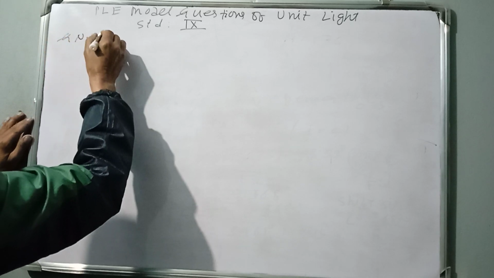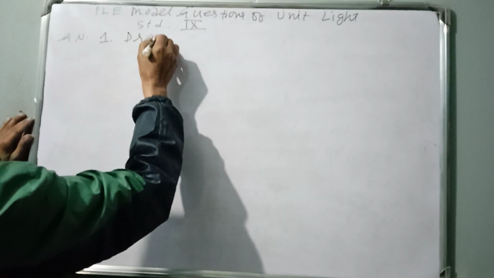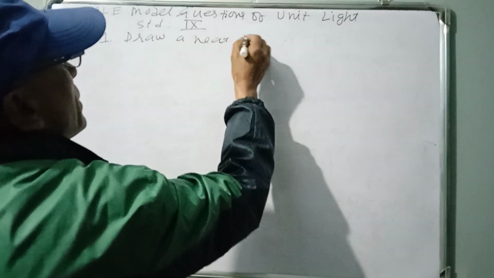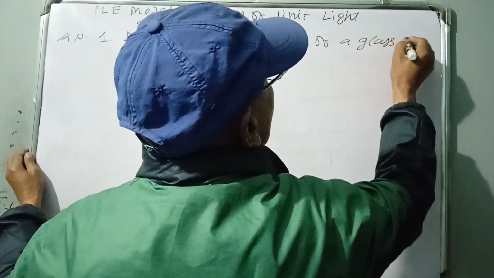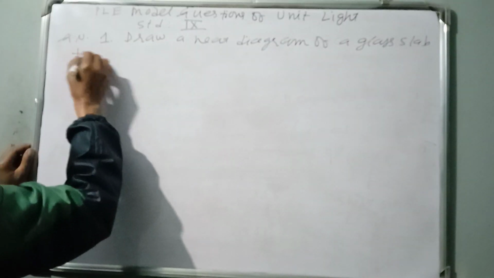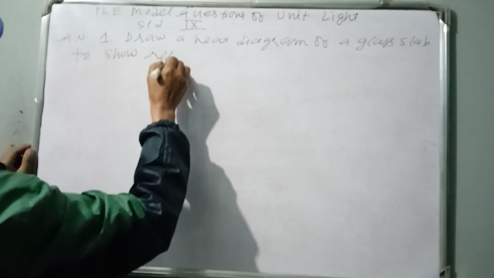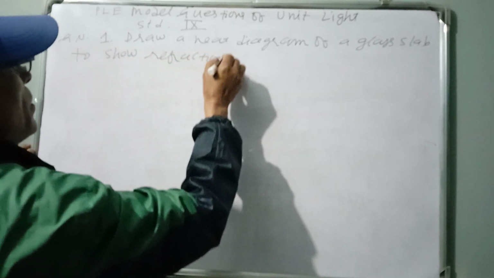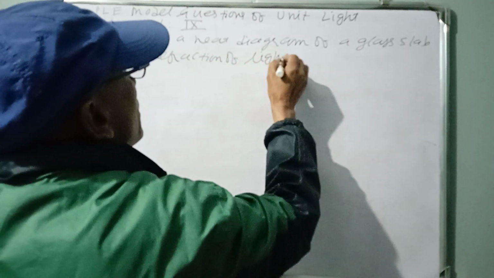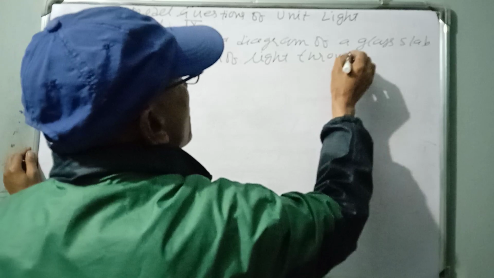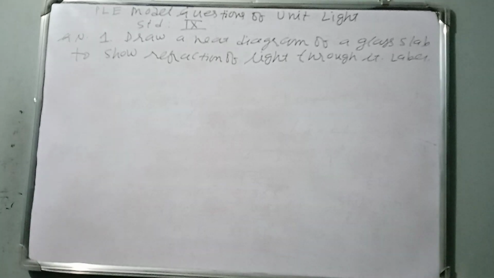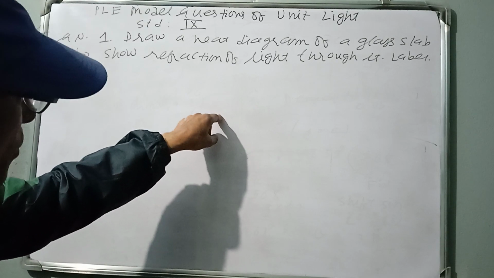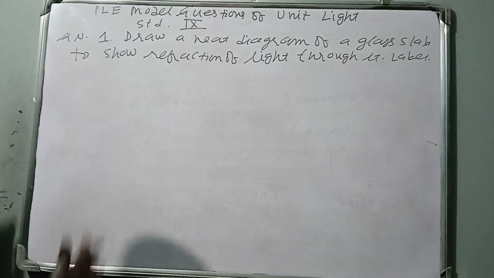Question number 1 is: draw a neat diagram of a glass slab to show refraction of light through it. Also label it. Question number 1. You have to draw a glass slab, and first of all refraction, bend towards and bend away.